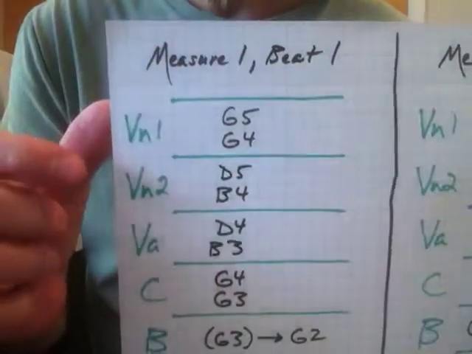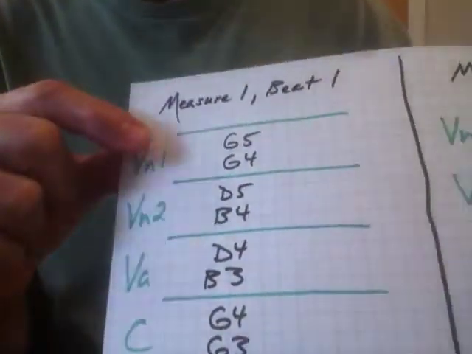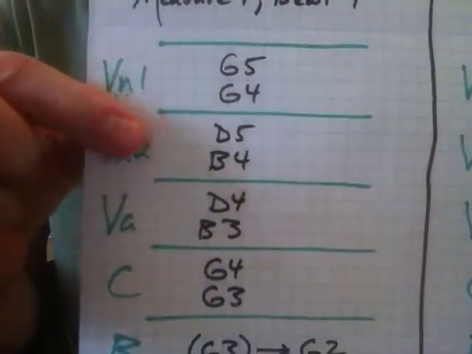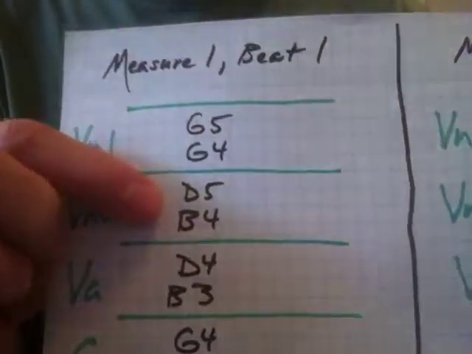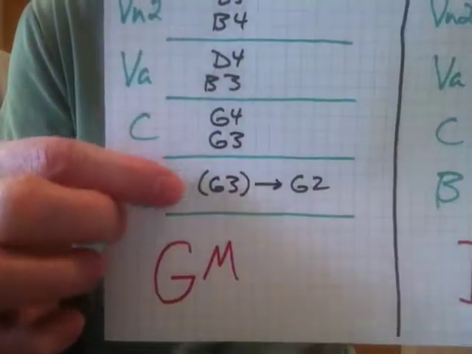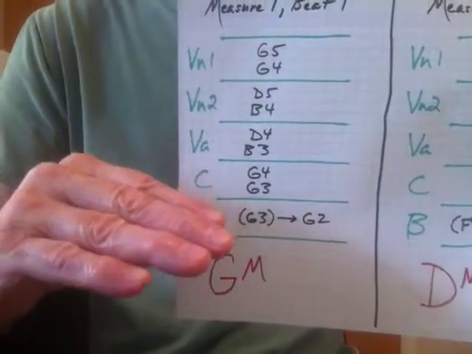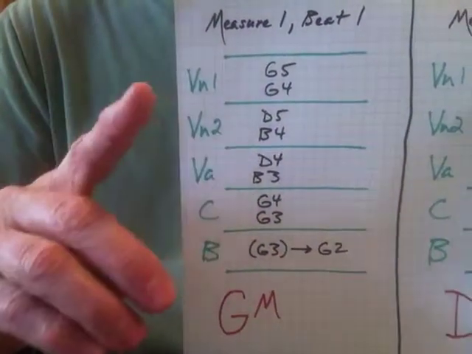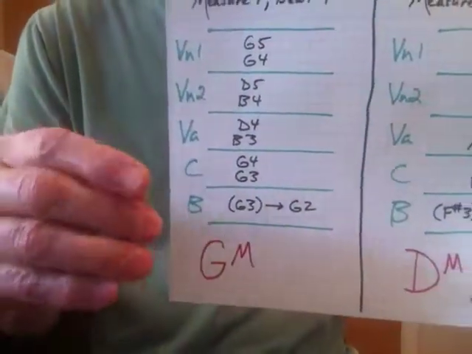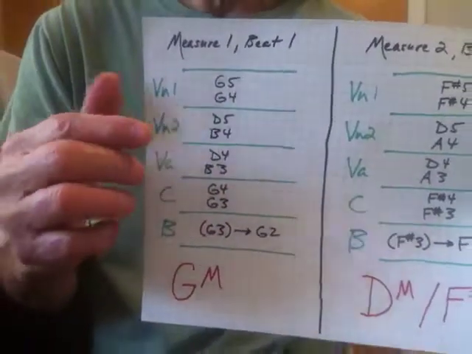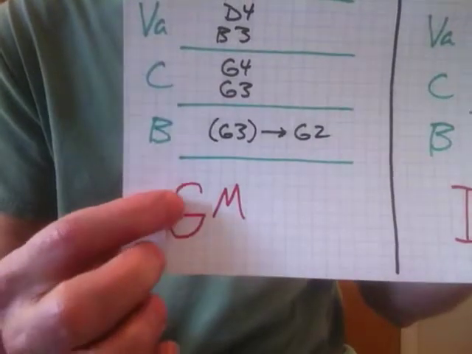Okay, for measure 1, beat 1, you'd see the violins are playing a G5 and a G4. That's the violin 1 section. The violin 2 section is playing a D5 and a B4 and so forth. All right? And when you superpose these notes on your staff paper, you want to put them in thirds. You want to superpose them in thirds. And if you do that, you'll find out that this is nothing more than a G major bass chord.